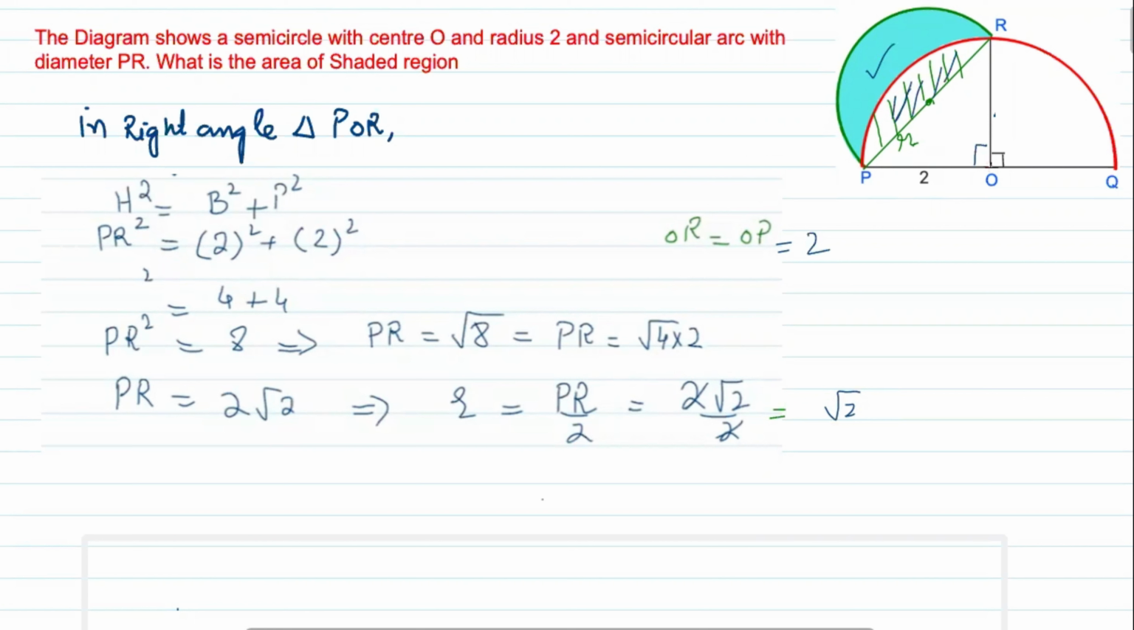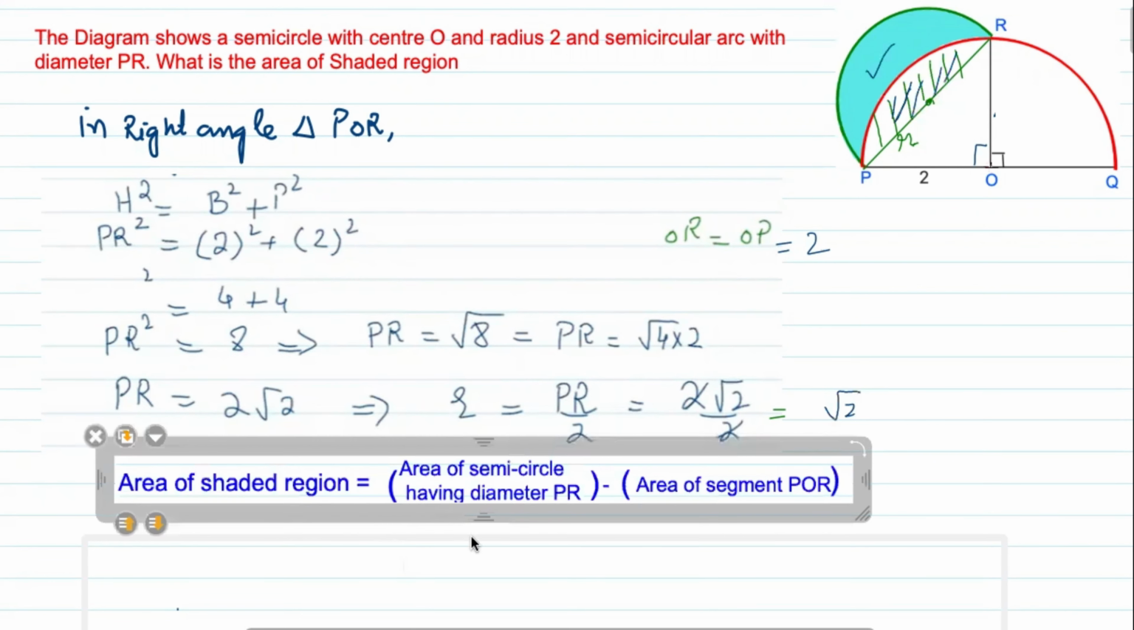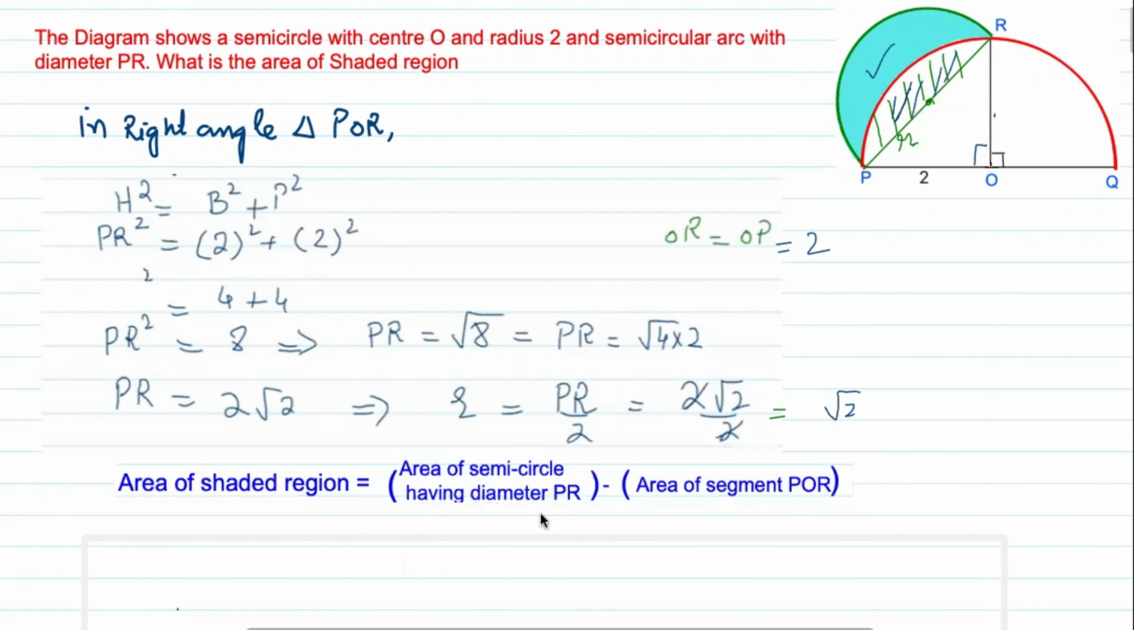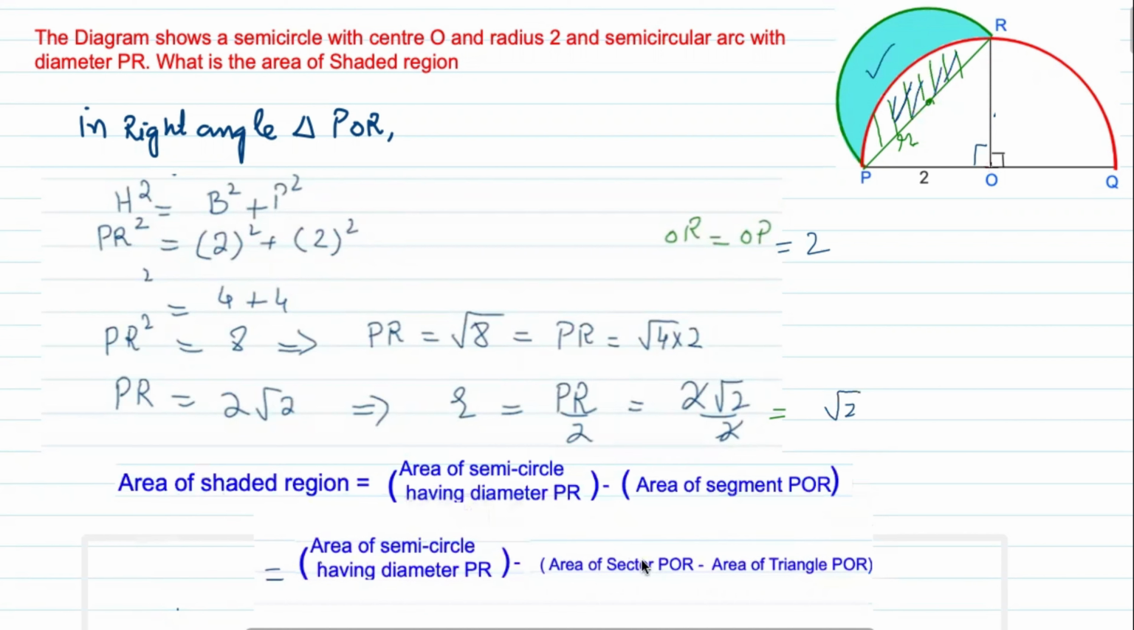Now we write it as area of shaded region will be equal to area of semicircle having diameter PR minus area of segment POR. Now this area of segment POR will be equal to area of sector POR minus area of triangle POR. Now this is the sector POR and this is the triangle POR.